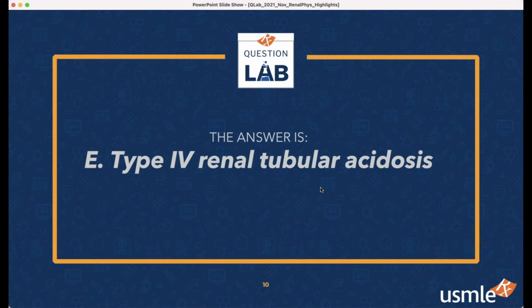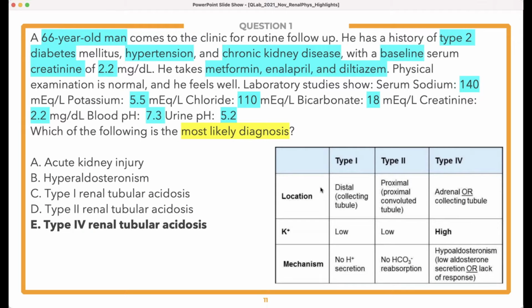Paris, why is E the right choice here? Yeah, thank you, Jeff. Yep, definitely one of those tough RTA questions. So I know, one of everyone's favorite renal topics. So let's go ahead and take a look. Let's make sure that we understand why this is type 4, okay?